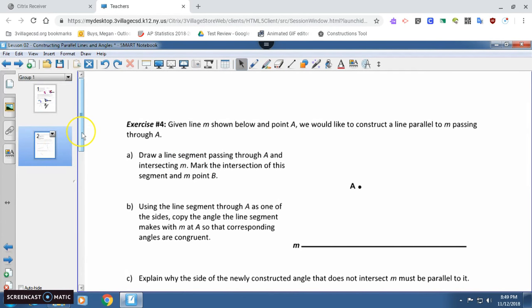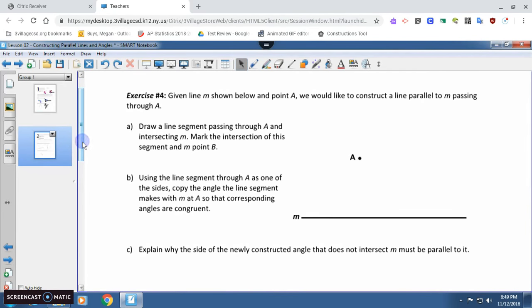Now, moving on to the next side of our sheet, we're going to use copying an angle to help us make a parallel line. So in this construction for exercise 4, we're given the line M and we're given a point A. We would like to construct a line parallel to M that passes through this point A. Now realize that parallel lines should never intersect. So we're looking for a line that's going to pass through horizontally, similar to M.